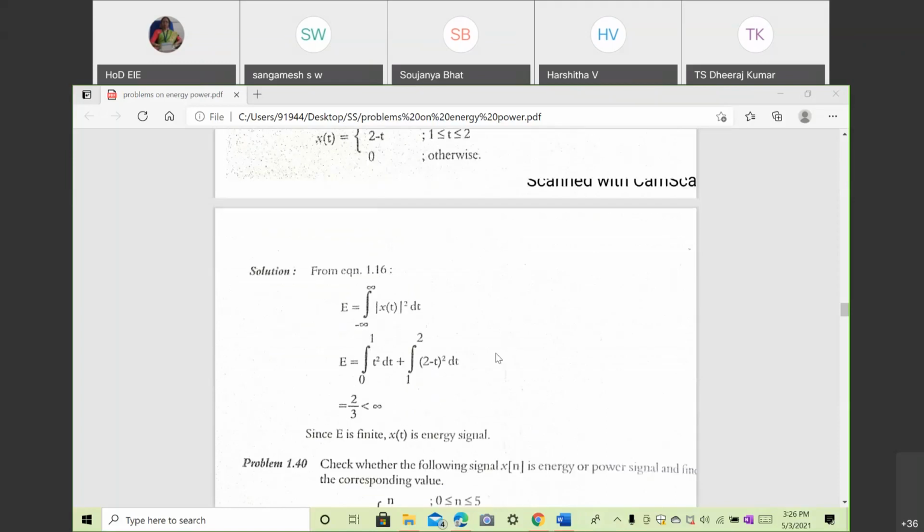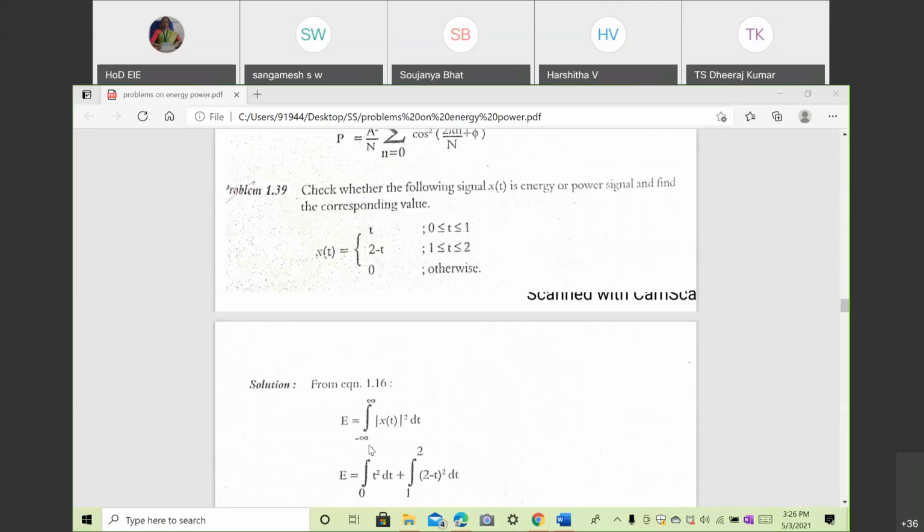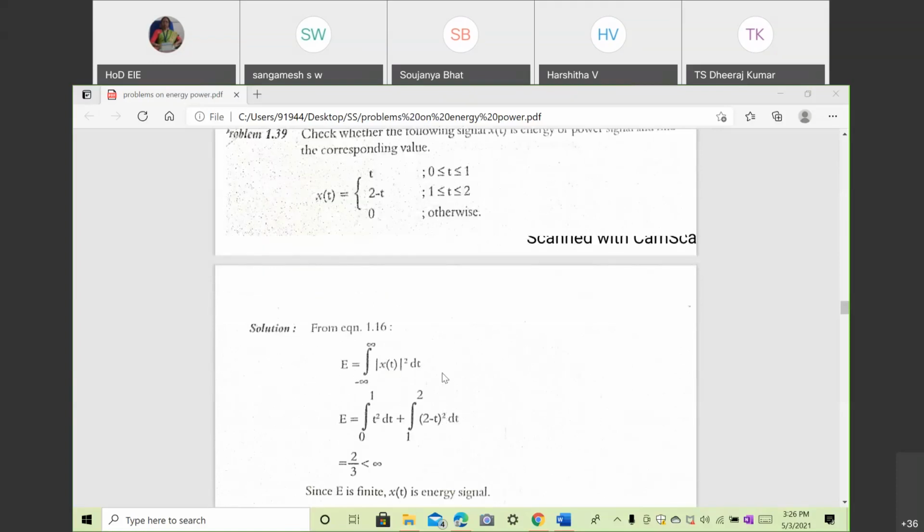Next, as I told, if they ask for particular energy or power, we have to write that equation first. Energy signal: E equals integration, because it is a continuous time signal, from minus infinity to plus infinity. That is the generalized equation, the magnitude of x of t squared dt. Here we have two equations for x of t. x of t will be equal to t for 0 to 1, so t squared, as the magnitude squared is there. t is the given value, so t squared as per this magnitude square.